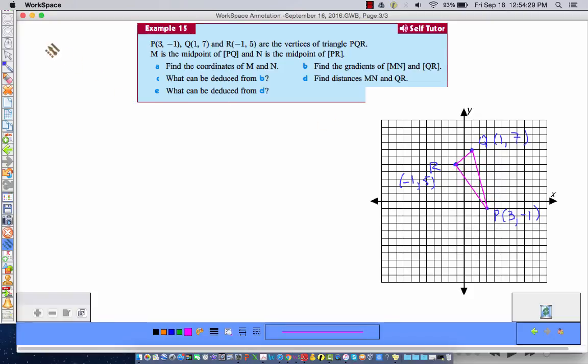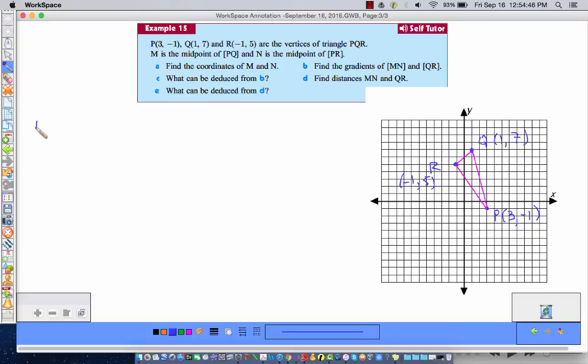All right, so there's a triangle. M is the midpoint of PQ, so it's going to happen somewhere in here. And N is the midpoint of PR, that's right here. And so we want to find the coordinates of M and N.